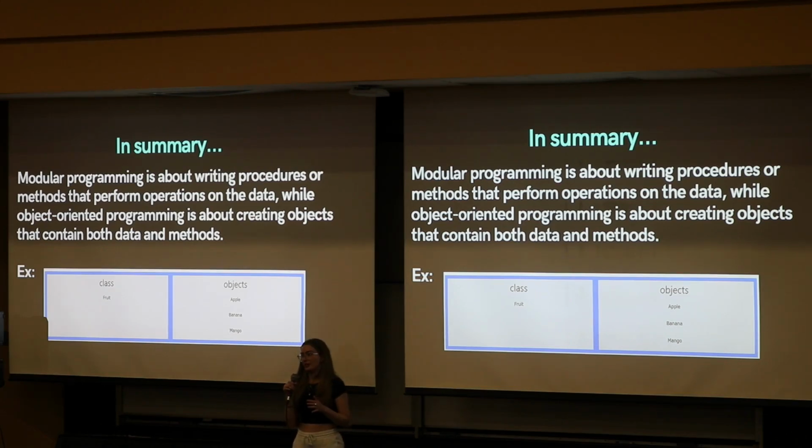So, is there anyone confused over that? No? Okay, so yeah, like you can see just the little summary up there. Modular programming is about writing procedures or methods that perform operations on the data, while object-oriented programming is about creating objects that contain both data and methods. And this is why we prefer it a lot more, and you guys are gonna keep seeing it around through the rest of your programming careers. So it's really important to understand and to get familiar with using it.